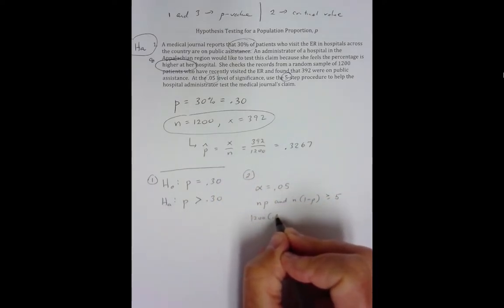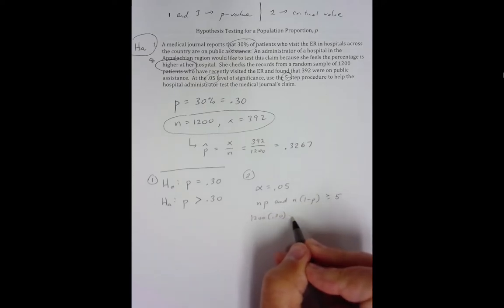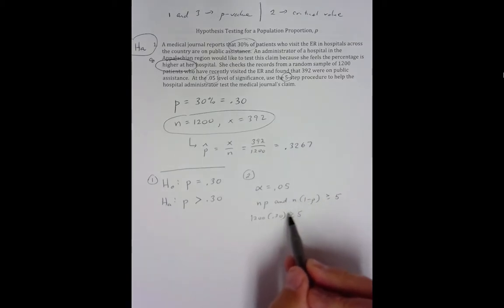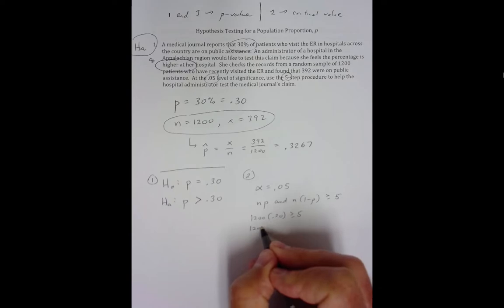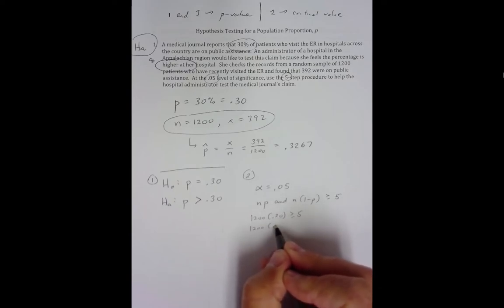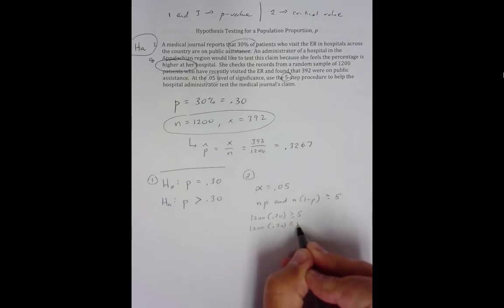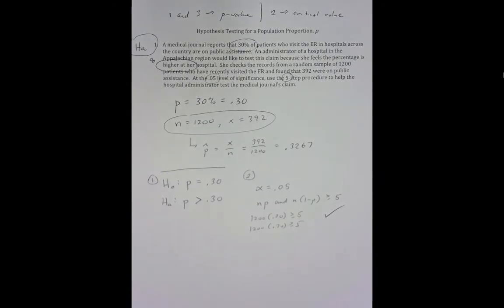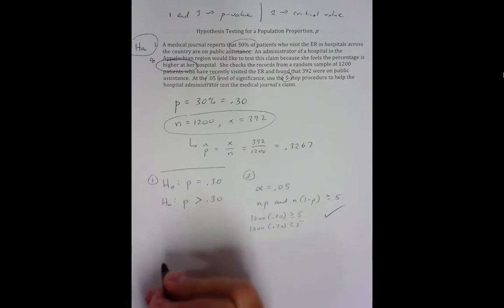P is 0.30. So guys, you can see that that's what, 360? So that's clearly greater than or equal to 5. And then n times 1 minus p is going to be 1200 times 1 minus p, which is 0.70. So clearly it's greater than or equal to 5 too. So we can check off the second part, which is the conditions and the assumptions to run the test.